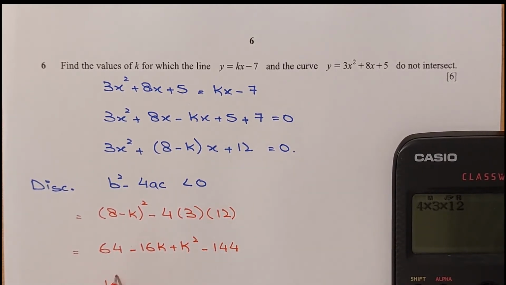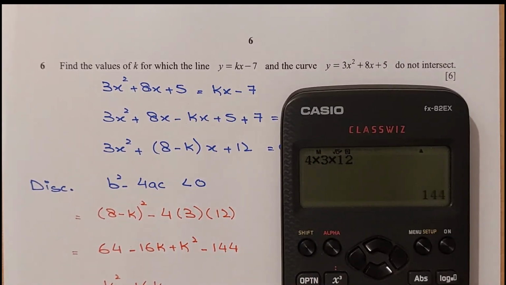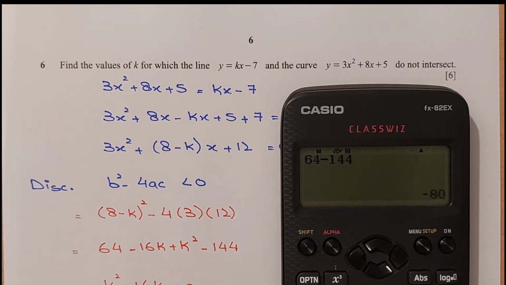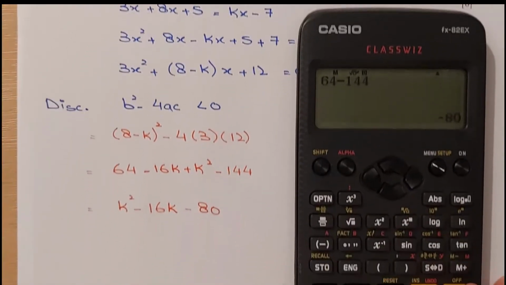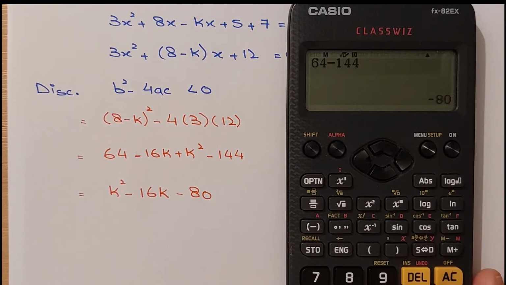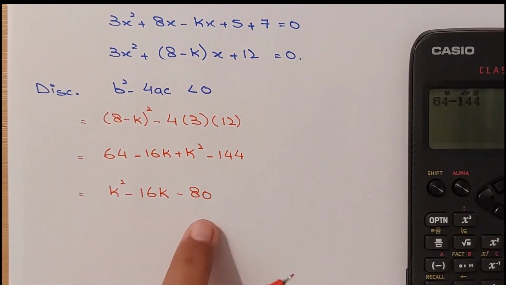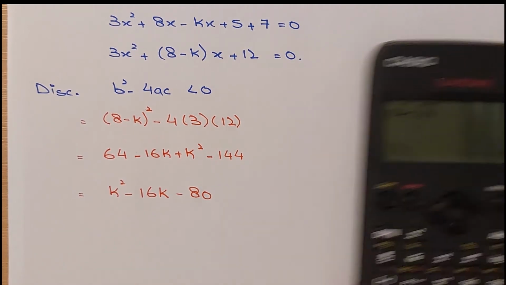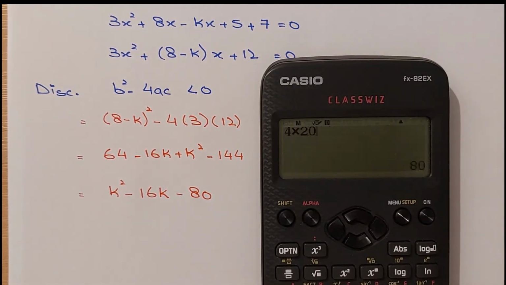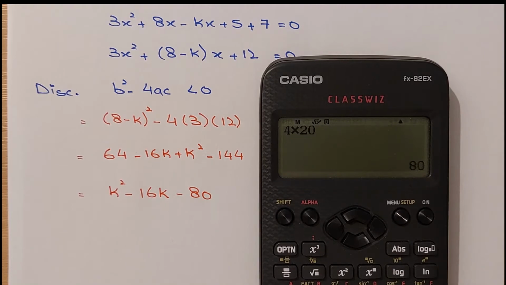Now we have k square minus 16k and 64 minus 144, this is minus 80. So we have a quadratic equation in k. We have to find the roots. So this is 80, and we can say that 4 times 20 is 80. Yes, 4 times 20 is 80, and 4 minus 20 is negative of 16.